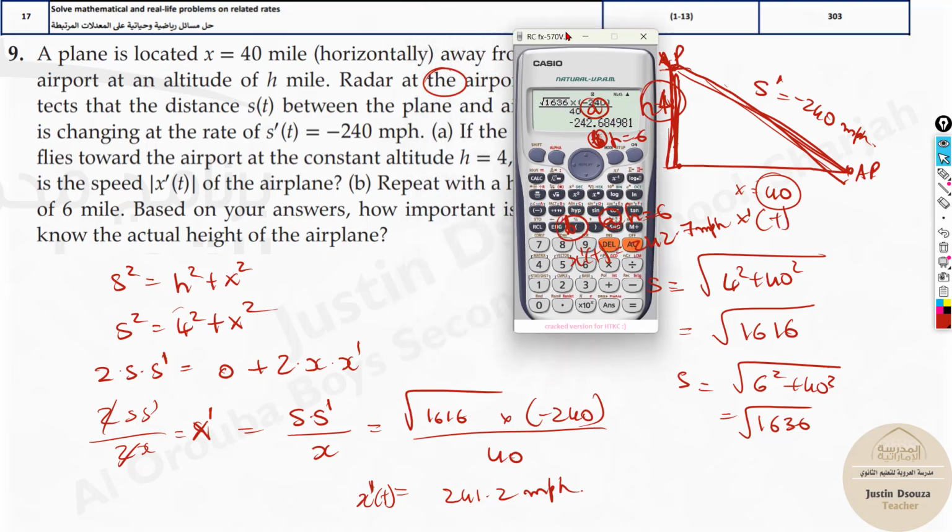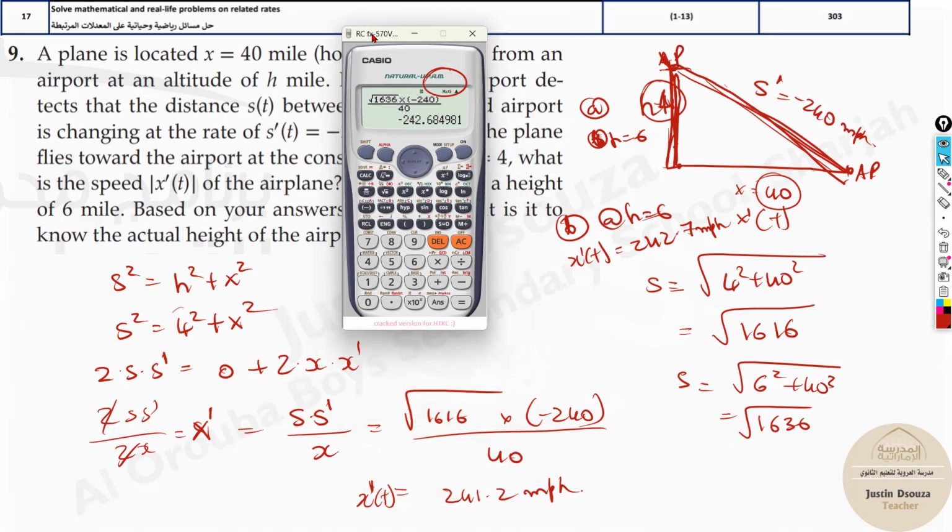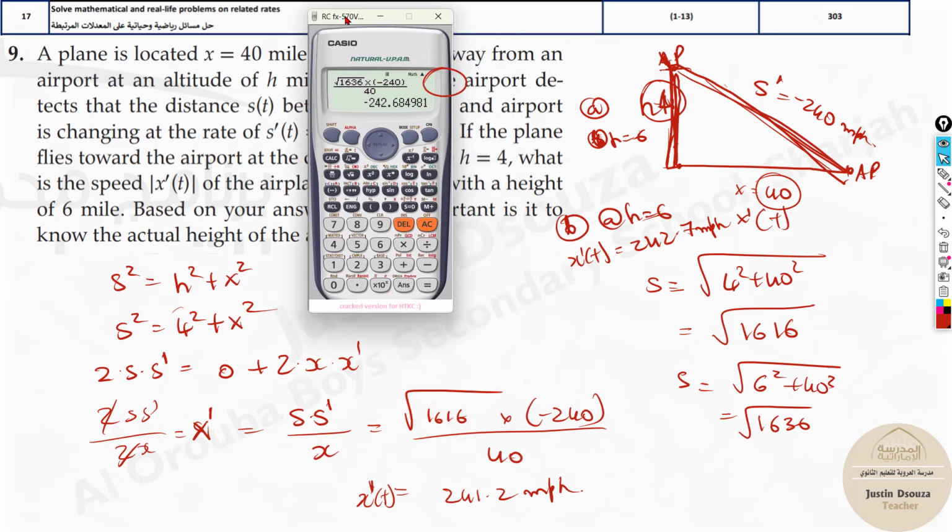Now, the last, what they are asked based on your answer, what is more important? Is the height important or no actual height? You can say it's not so much important. Why? Look here carefully. See, this diagram is not at all to scale. The horizontal distance between the airport and the plane is 40 miles, whereas the height, the altitude, is just 4 miles. Now, 4 and then it was 6 miles, right? The difference over here is just 2 miles. It's a very small difference.